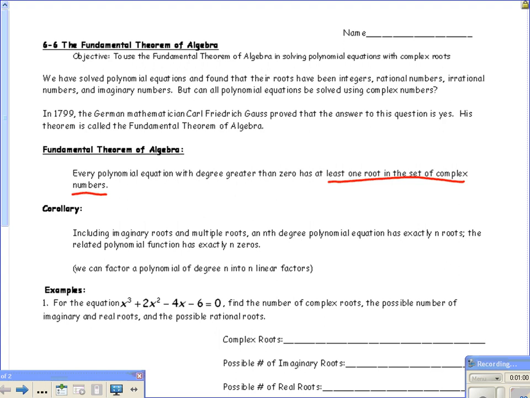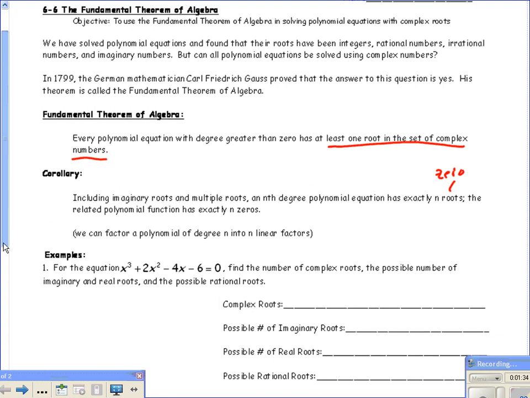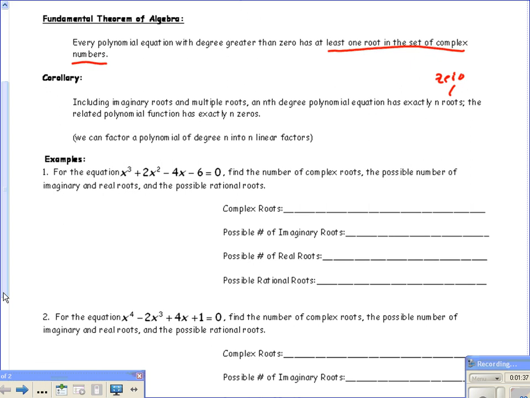So we can say this in a different way. Including imaginary roots and multiple roots, an nth degree polynomial equation has exactly n roots, or remember the same thing, roots is the same thing as just saying zeros. Or it's also the same thing as saying the x-intercepts. So the related polynomial function has exactly n zeros. We can factor a polynomial of degree n into n linear factors. So this is what I was saying before, that whatever the degree of your equation is, that is how many zeros you should be able to find, whether they're real, imaginary, irrational or rational.